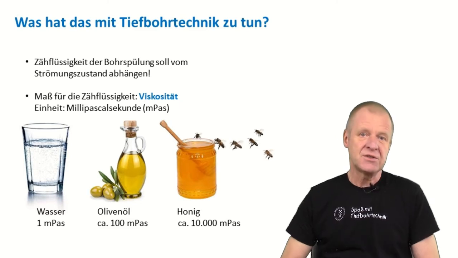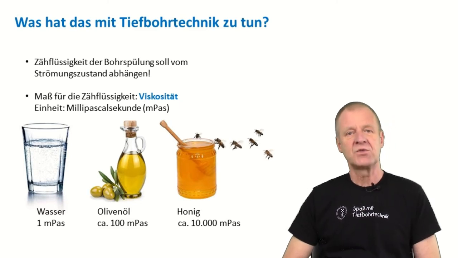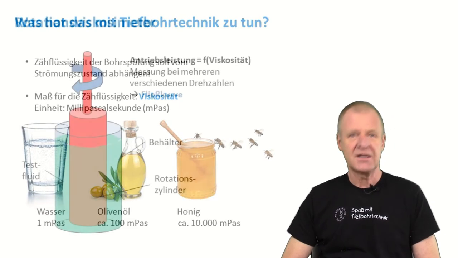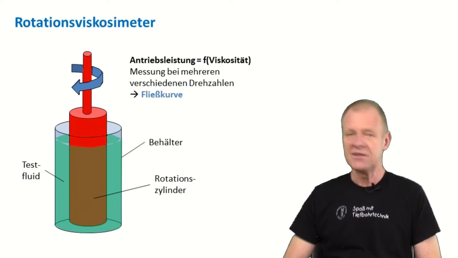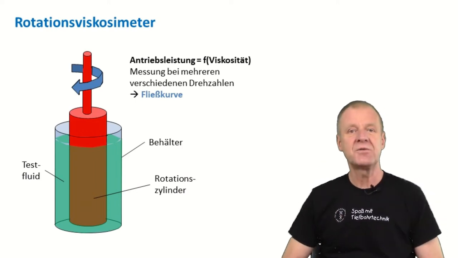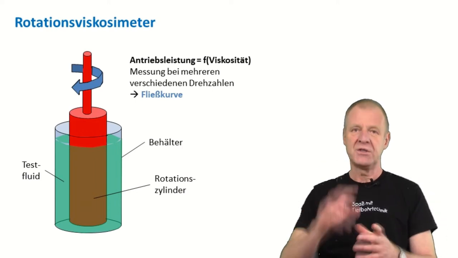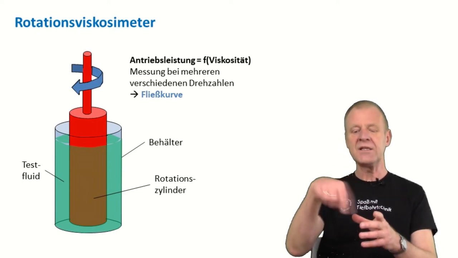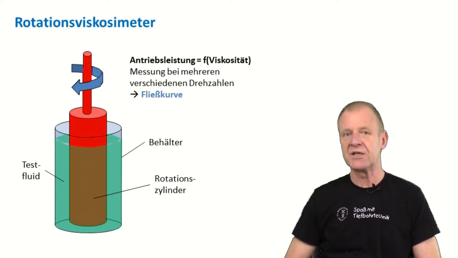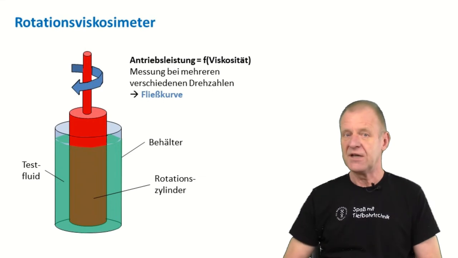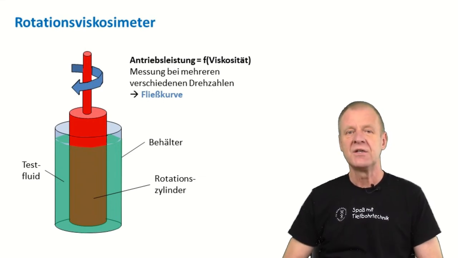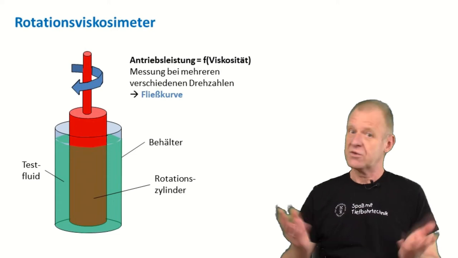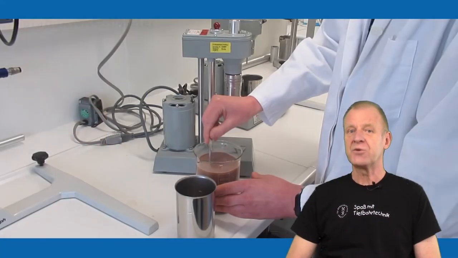Okay, so how can we measure viscosity? There's a special measuring device called a fan viscosimeter, and it works just as you can see here in this sketch behind me. We fill the liquid we want to measure into a cup, and then we rotate a cylinder in this fluid. The drive power we need to maintain a certain number of revolutions per minute is a measure of the viscosity of the fluid. So let's see how experts in the laboratory do it.